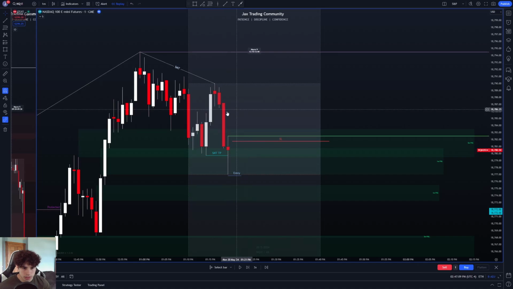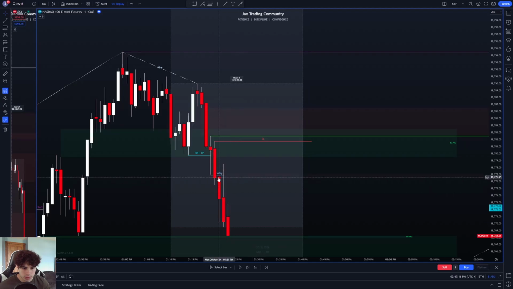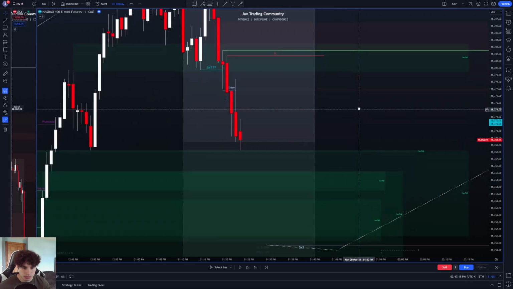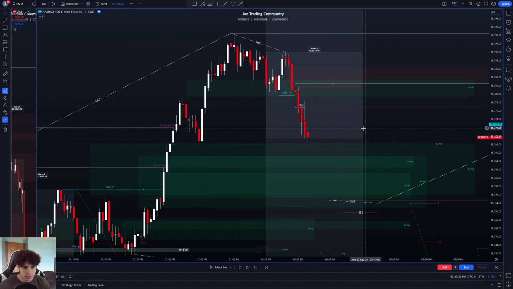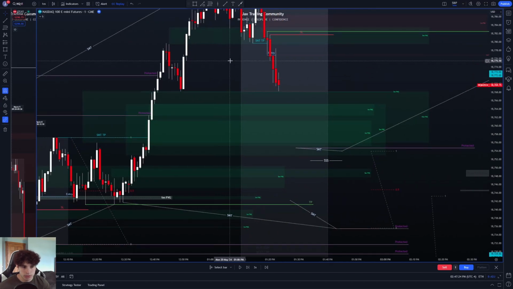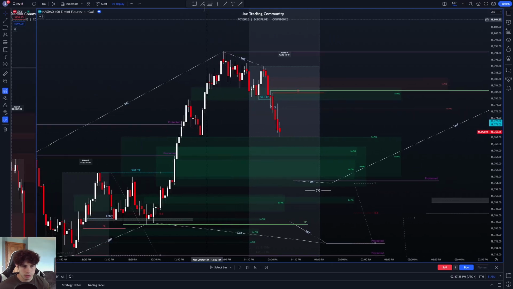And I want to look to take an entry into a fair value gap. So we missed this fair value gap. We have another one right here. So this fair value gap gets tapped into, and this would be your entry. Your stop could be at this high. And I want to ride this down until I want to see where discount would be.